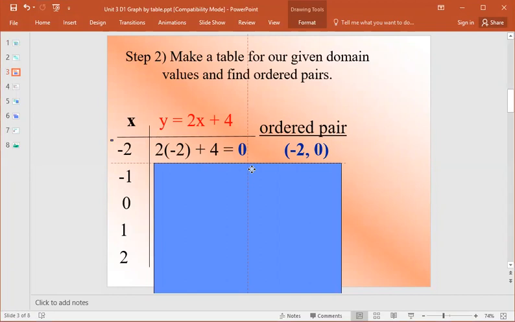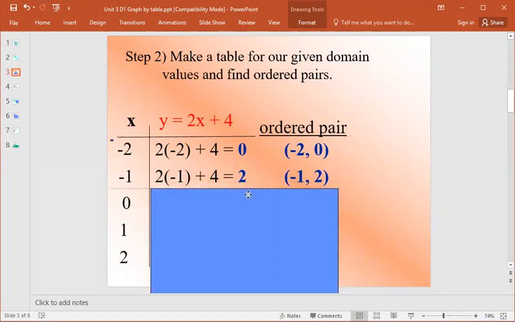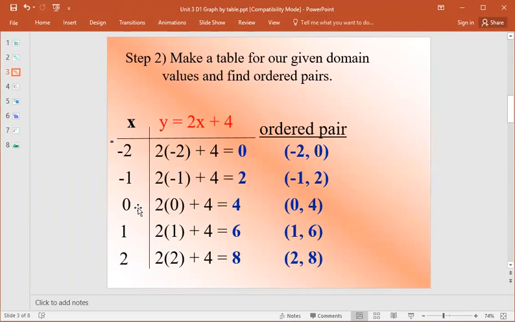We do it again for the negative 1 value. So here we plug negative 1 into x, so we have 2 times negative 1 plus 4, and that gives us a value of 2, because negative 2 plus 4 equals 2. So our ordered pair of our xy values is negative 1 and 2. And we just repeat this process for every value in our domain. And now we have a list of points that we can use to graph.